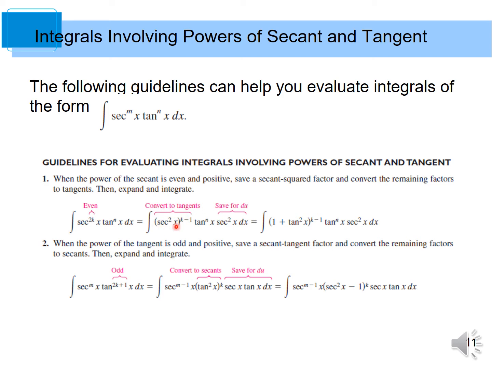So we will have secant square x power to the k minus 1, and we still have one more secant square x, because when we expand it, we will get back the secant power to the 2k of x. Then for this part, secant square x, we convert into 1 minus tangent square x using the Pythagorean identity.